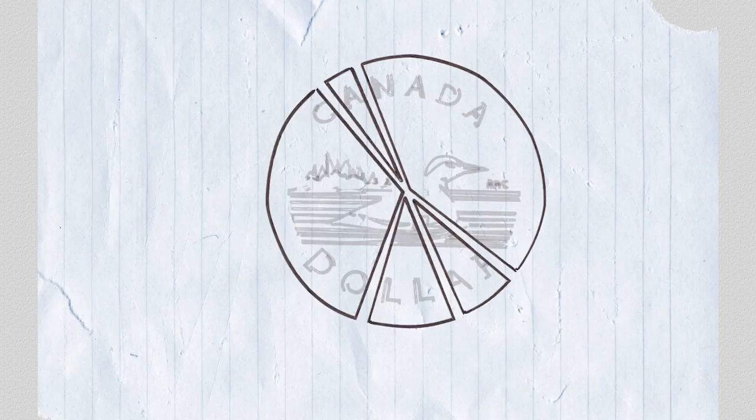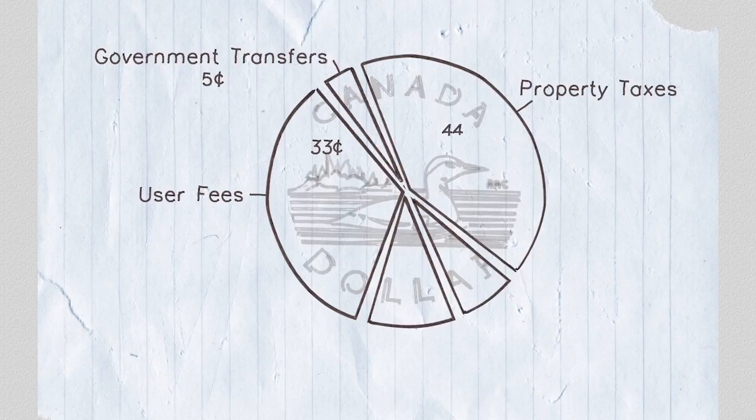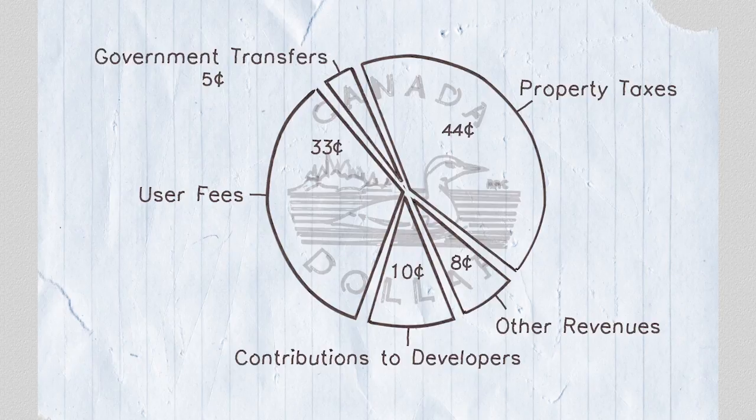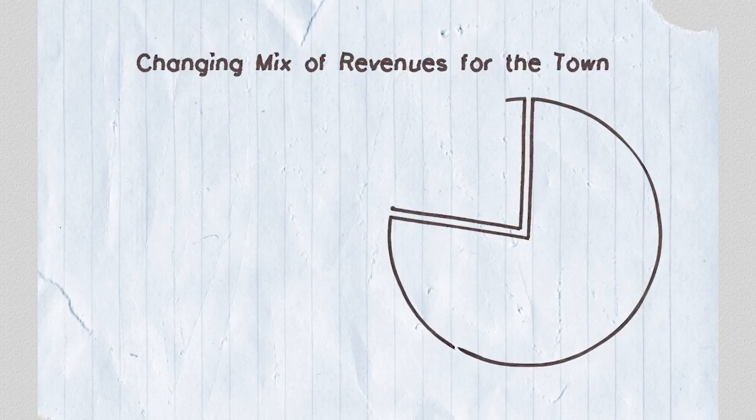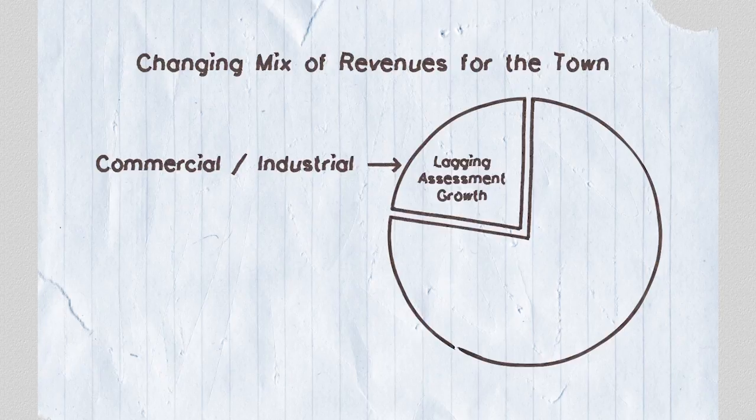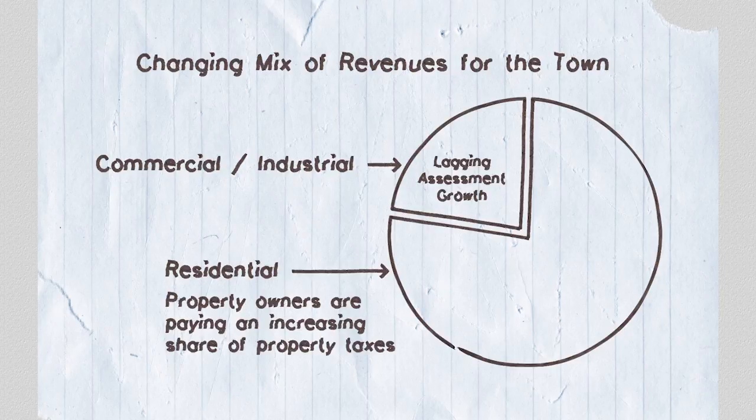Now, let's take a look at the town's revenues. In addition to property taxes, the town collects revenue to pay for expenses from a number of other sources. Revenues from some of these sources are increasing, but they're increasing at a much slower rate. They're not keeping pace with cost increases associated with a growing town. The mix of our revenue is also changing. For example, non-residential assessment growth is lagging behind overall town growth. Therefore, residential property owners are paying an increasing share of the property tax.